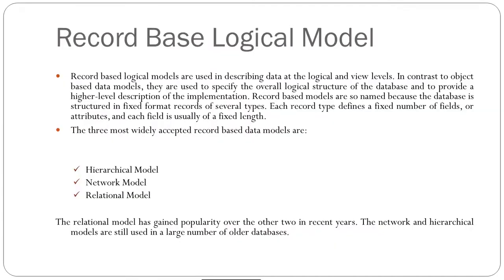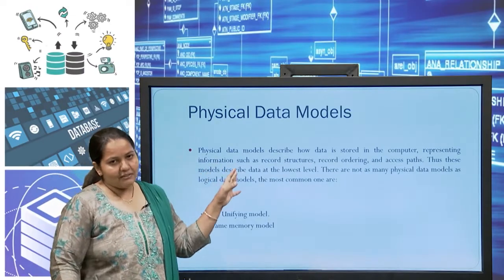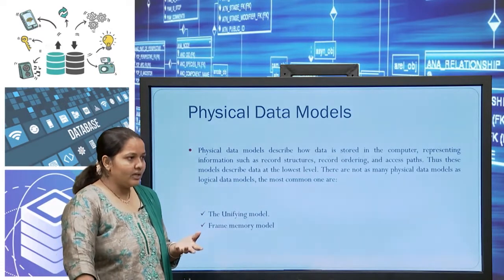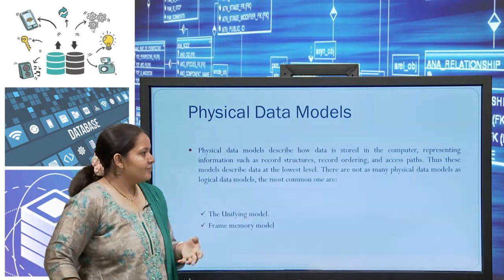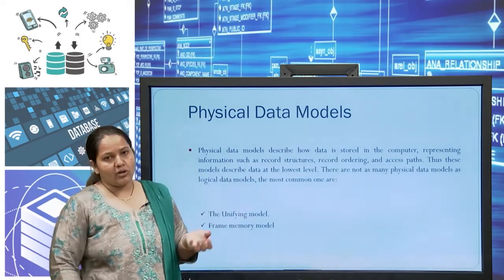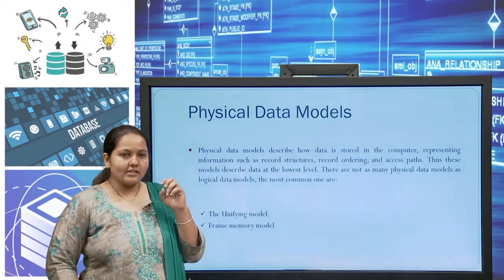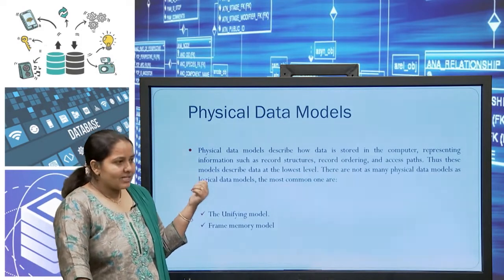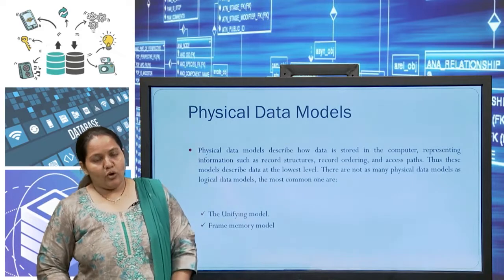We will also cover the detailed model later on. The third is the physical data model, that is, the physical description of the data: how data is stored in the computer, how the information is represented as a record structure, whatever the ordering of the records, and whatever paths from where we can access this data. All these physical structures and schemas are defined in this model. So, these are the models that describe the data at the lowest level.